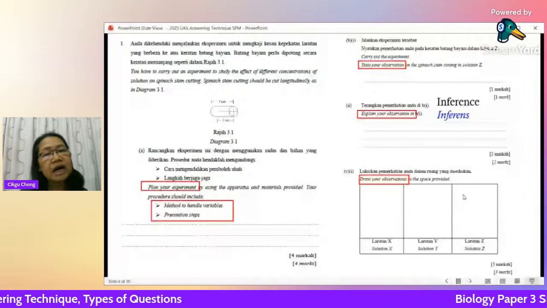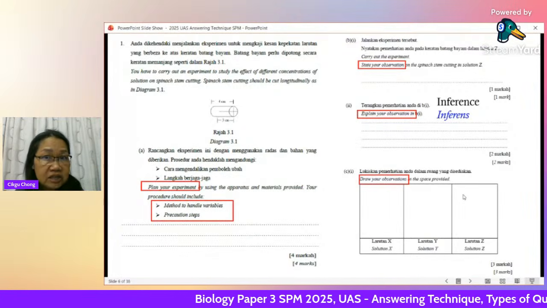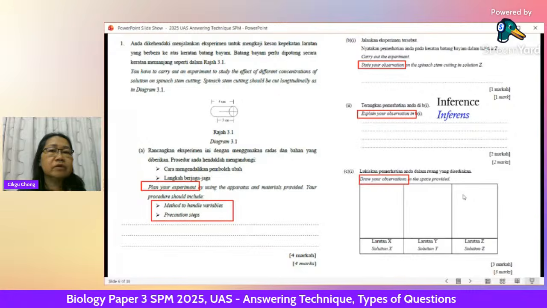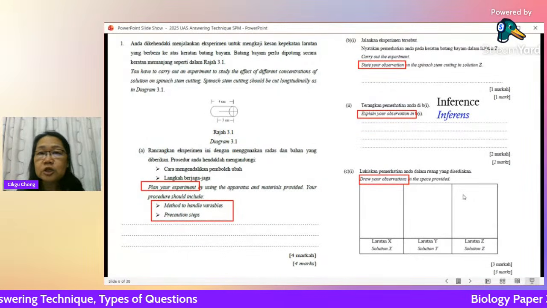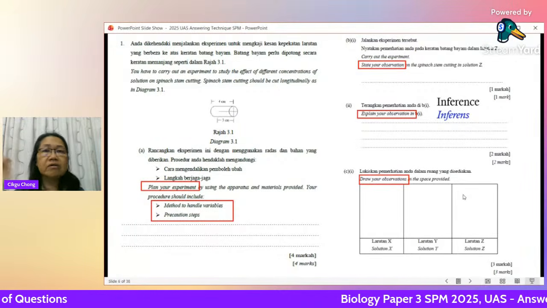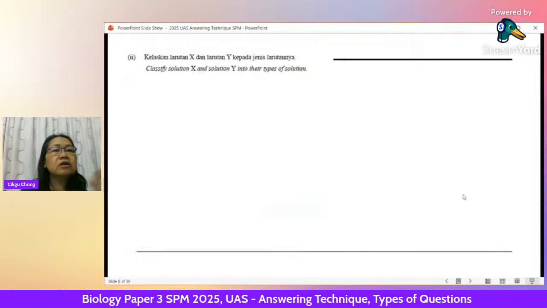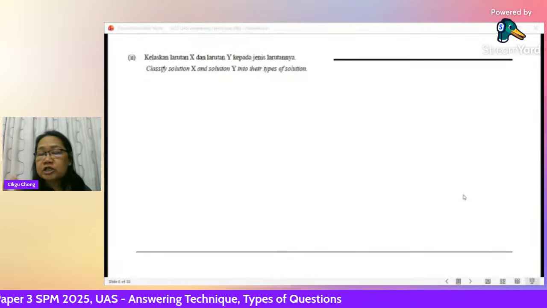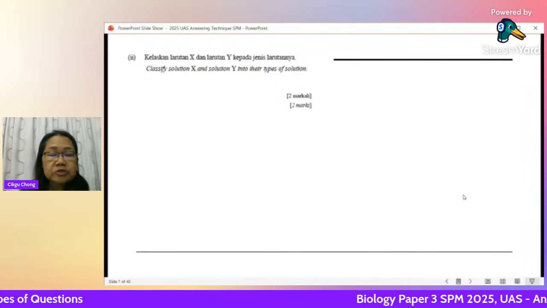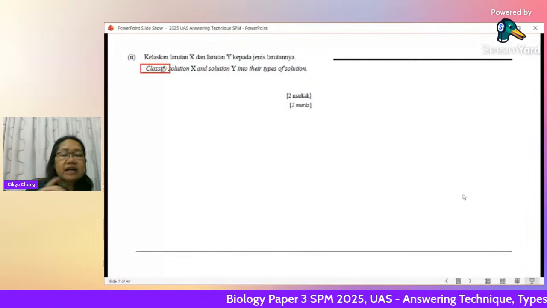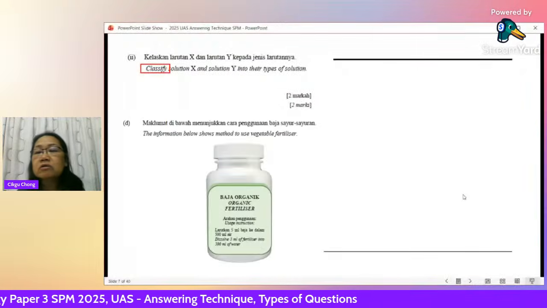So you can either be asked to draw, or you can be asked to state the color change. That is qualitative. Qualitative means there's no number involved. But quantitative means there are numbers. You need to count the number of bubbles, for example, or measure the time taken and so on. That one has numbers. So carry on with the question. Every question in your paper 3 is only 15 marks. So classify your solutions X and Y into isotonic, hypertonic or hypotonic.